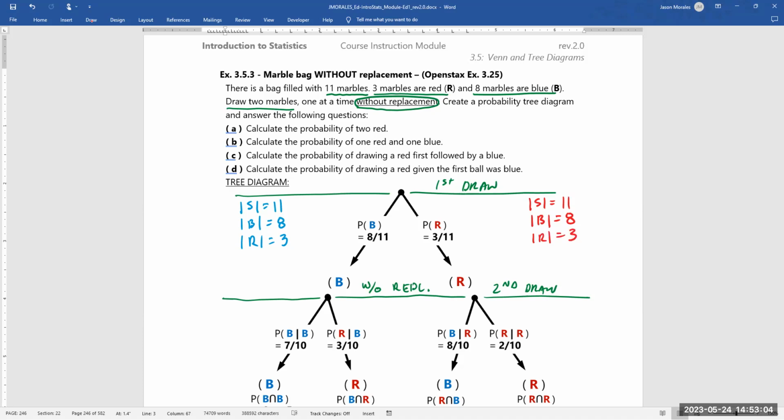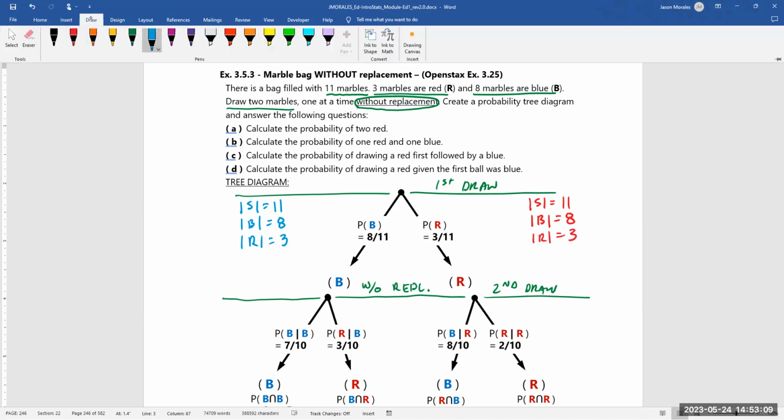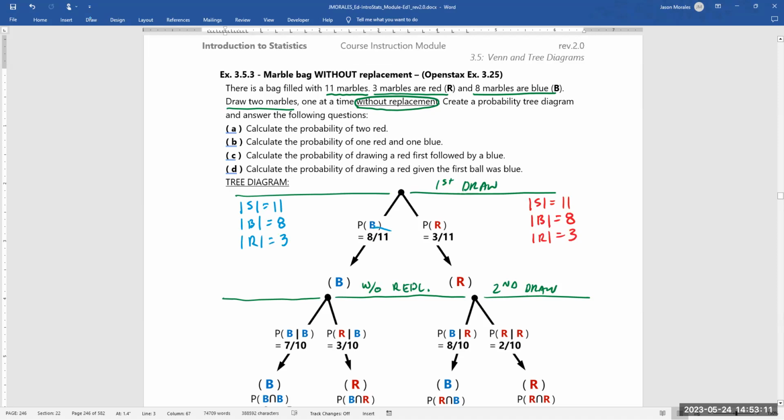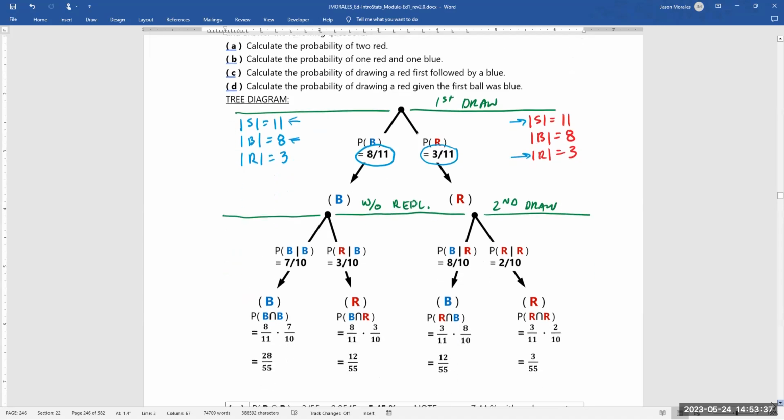So when it comes to calculating the probability of getting a blue marble on the first draw, it's going to be 8 out of 11, because we've got 8 blue out of 11 total. And then over here for red, it's going to be 3 out of 11, because we've got 3 red marbles in the bag out of a total of 11. Okay, but now we're going to see the effect that without replacement has on the probabilities of the second draw.